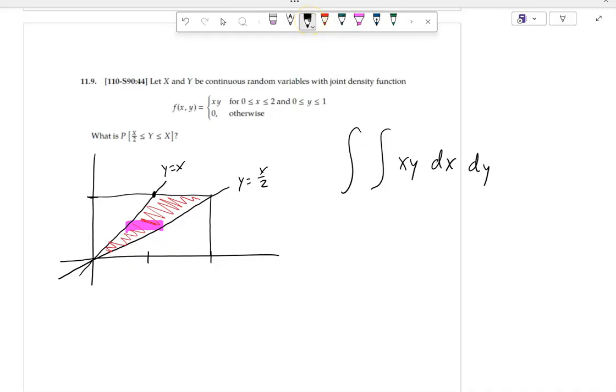What are your outer limits? Yeah, 0 to 1, right? Because they're the y values. Now the x limits have to be in terms of y, right? What's your lower limit? What's your upper limit? 2y. Good. Everybody okay with the setup? Like I said, I know it's been a minute since you've set these up.